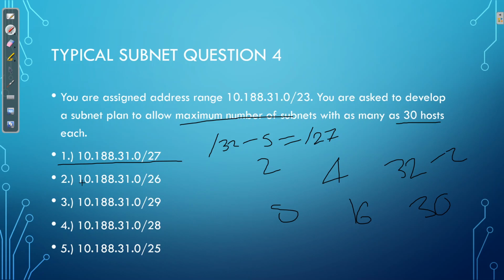Now, number 2 and number 5, they also allow for 30 hosts per subnet, but they don't maximize the number of subnet bits we have. Because if we were to subnet down to a /25, we've got 2 subnet bits.